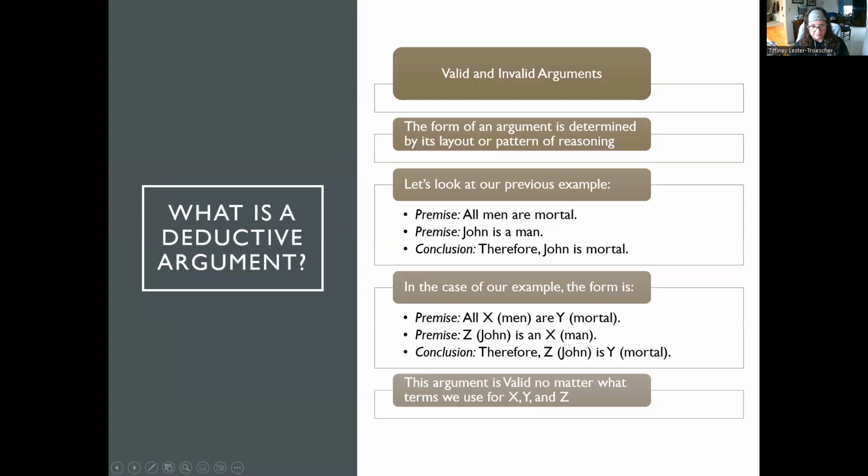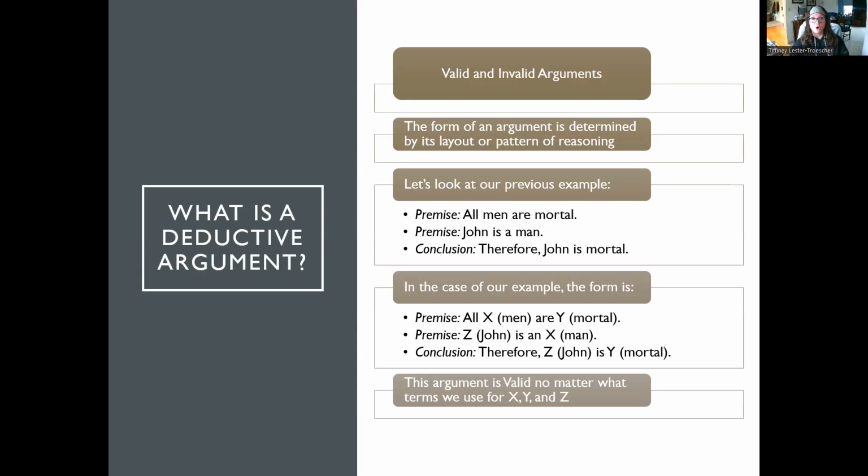So the form of an argument is determined by its layout or its pattern of reasoning, how we get from point A to point C or point D, right? So looking at our previous example, we have all men are mortal. John is a man, therefore John is mortal. You notice how the conclusion uses the same terms that are in the premises, and we follow a specific pattern.